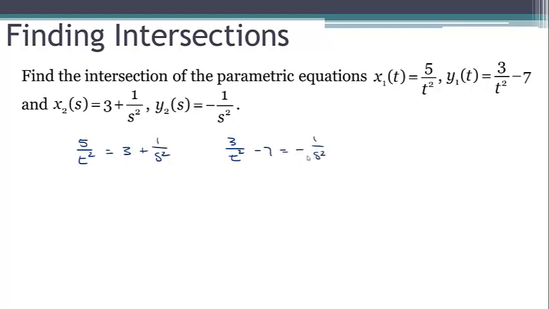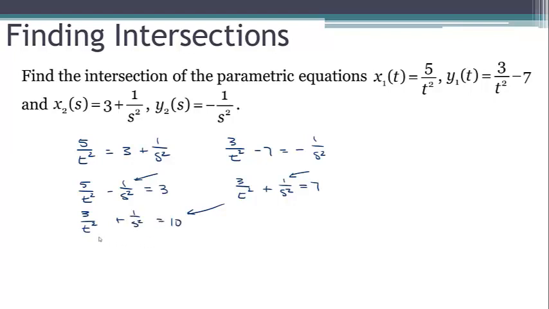Now, the first thing I'll do is take each set of equations and put it into the standard form where the variables are on one side and the constant term is on the other. And when I do that, you're going to notice both equations have this 1/s² term. So if I add the two equations together, those terms are going to cancel and leave me with something that just has a t.